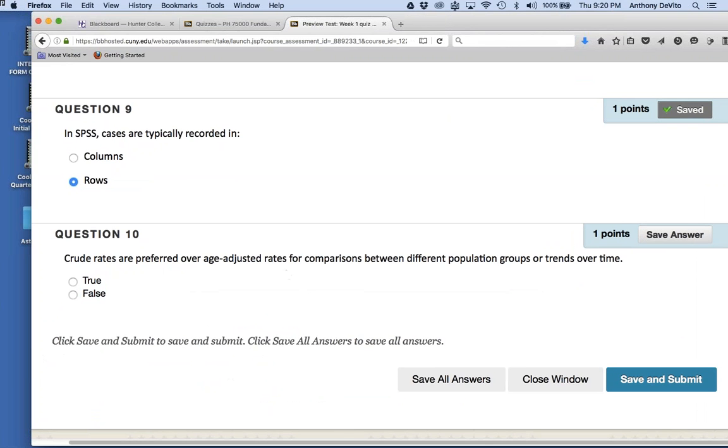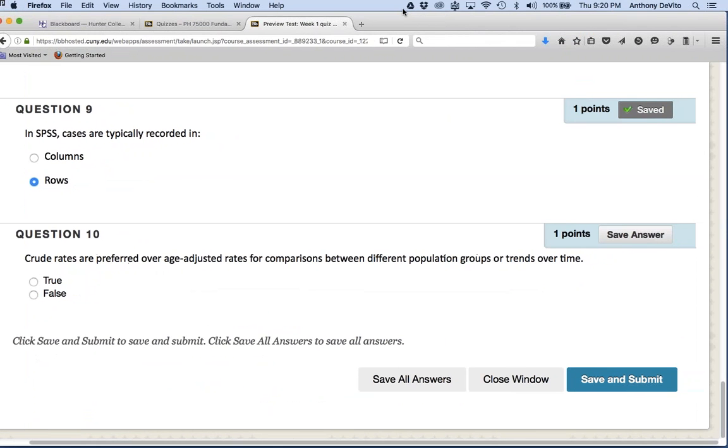Okay, so what about these crude and age-adjusted rates? Well, in this case, crude rates are not preferred over age-adjusted rates. And we'll talk about what crude rates are and what age-adjusted rates are. In fact, maybe we'll do a calculation just in case there's one on the test.